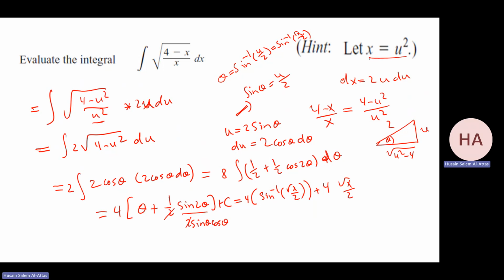And cosine, which is the adjacent over 2, u is the square root of x minus 4 over 2, plus c. Cancel the 4, that will be 4 sine inverse x over 2 plus the square root of x minus 4, plus c.